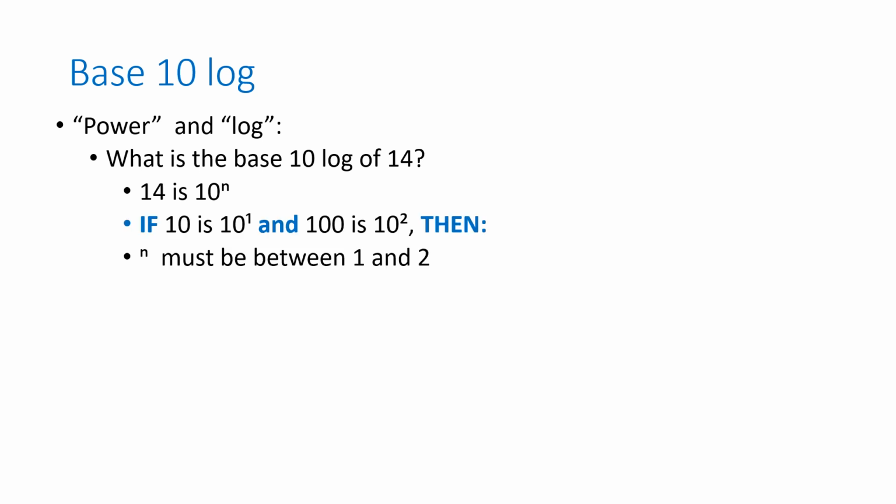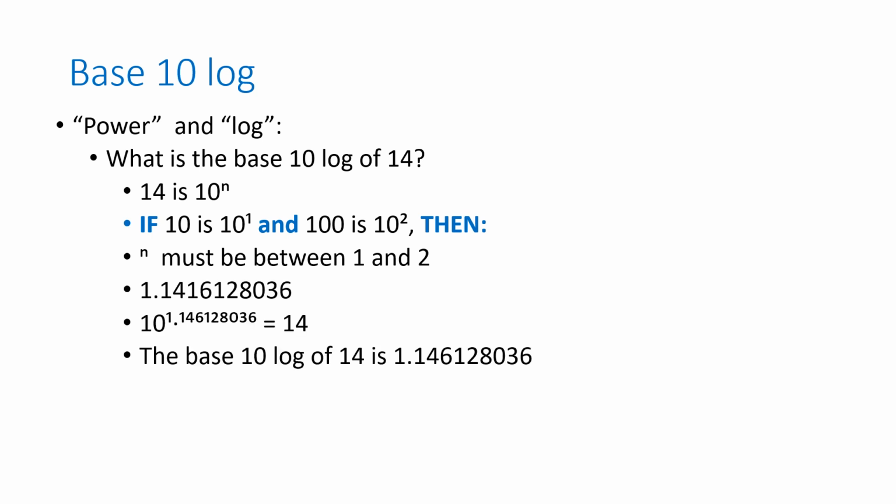But think about it. If 10 to the first power is 10 and 10 to the second power is 100, then n must be something between 1 and 2, and it must be pretty darn close to 1. Well, if you punch 14 into a calculator and hit the log key, you'll get this number. So the base 10 log of 14 is 1.146.